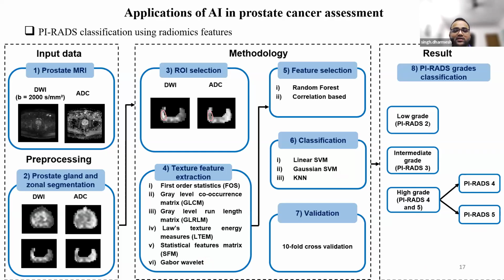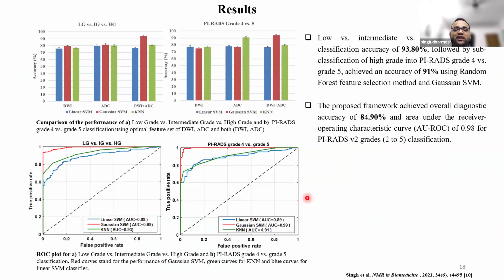Okay, then these are the results. When we looked at the classification for prostate cancer into the three-class classification, high, low, and intermediate, the accuracy is around 93.8 percent. And when we sub-classify into PI-RADS grade 4 and 5, it shows around 91% using random forest feature selection and Gaussian support vector machine.